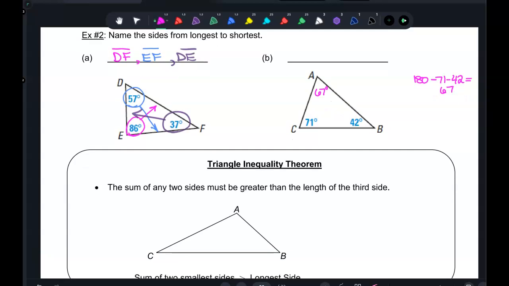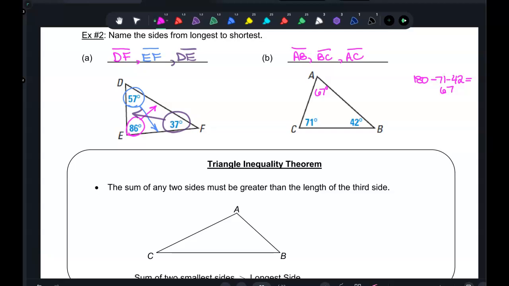Okay, do you want a minute to try this one? Okay, all right, I'm gonna give you guys a chance. Does it matter when we name a side if we say AB or BA? No. Got it? BC. What do you guys think?